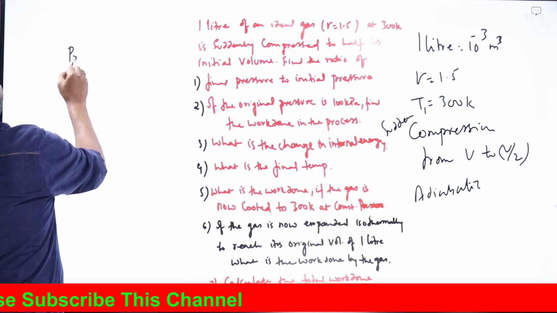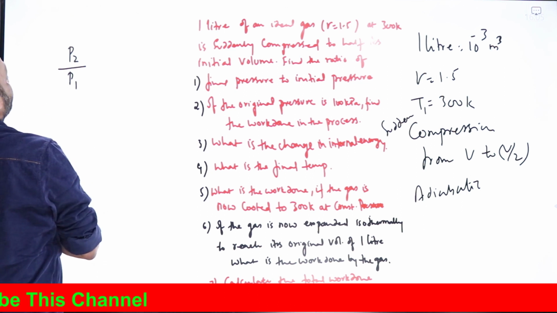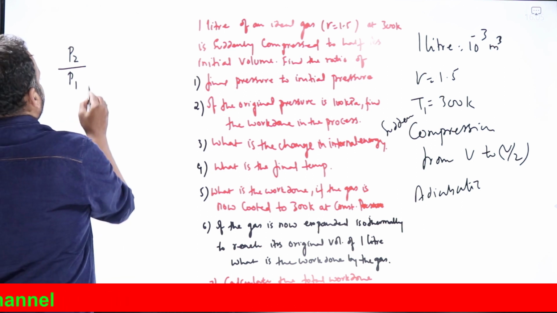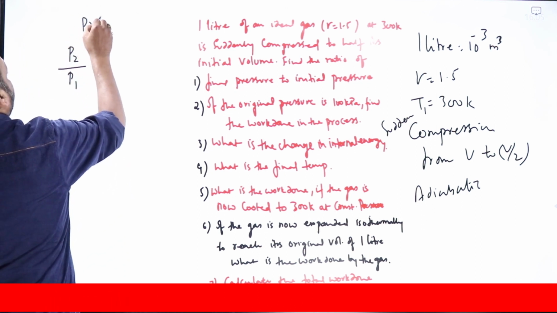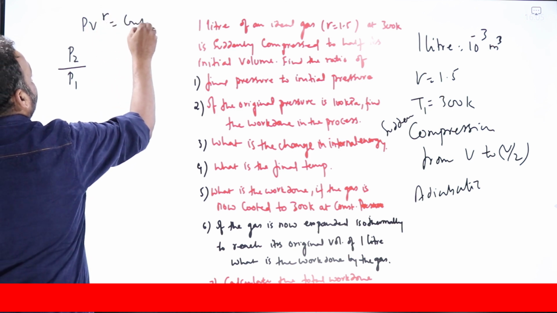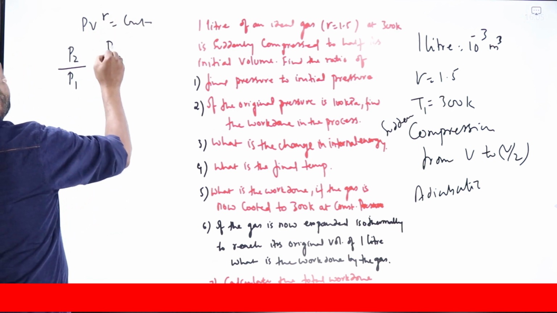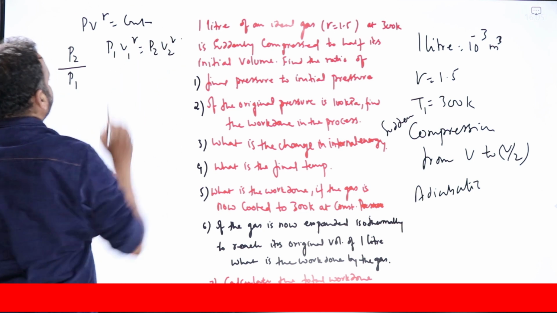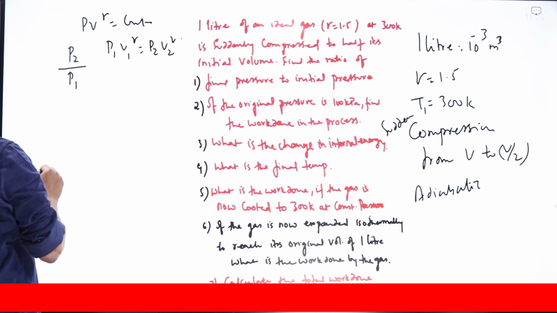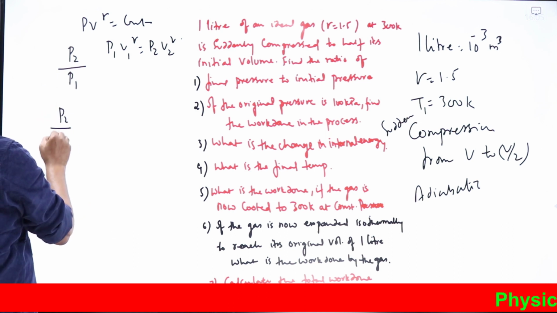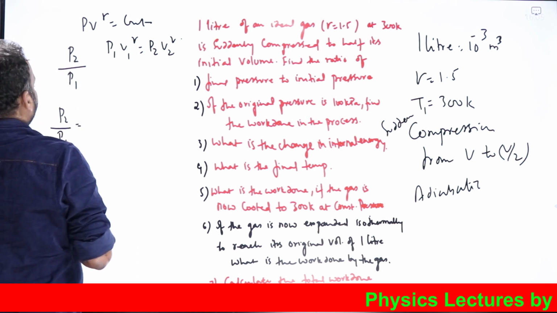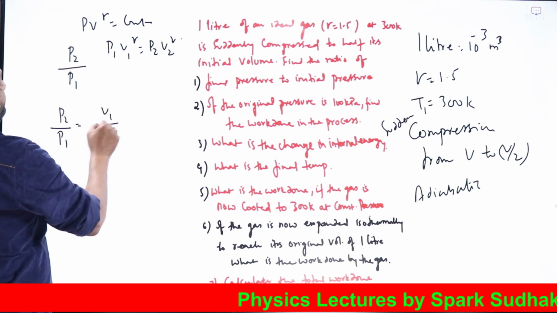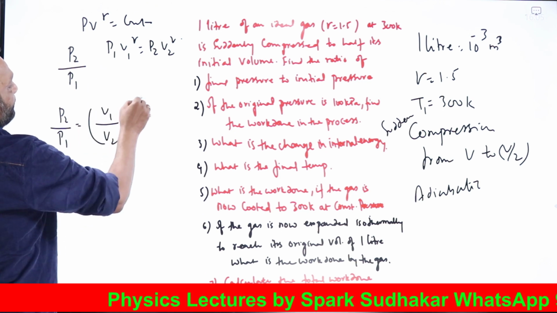P2 is the final pressure, P1 is the initial pressure. So PV to the power gamma equals constant, that is P1 V1 to the power gamma equals P2 V2 to the power gamma. He's asking for the ratio P2 by P1. Therefore P2 by P1 equals V1 by V2 to the power gamma.